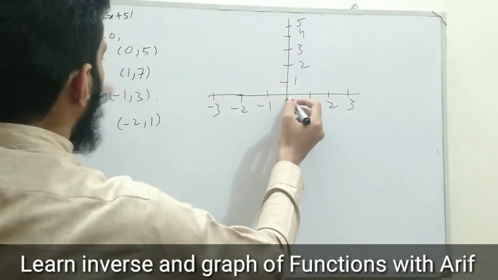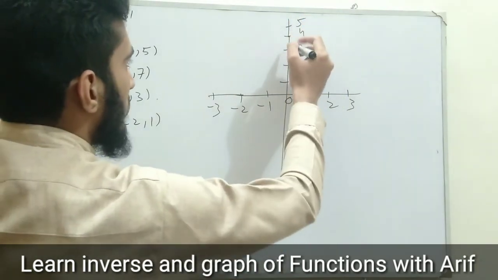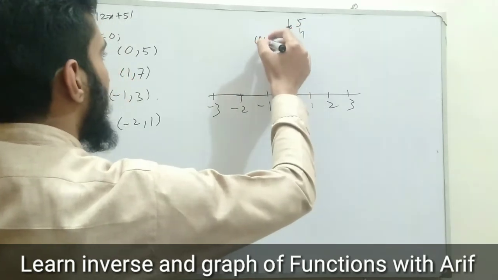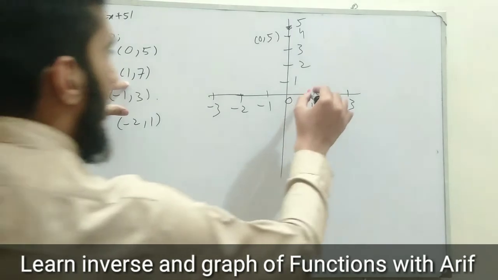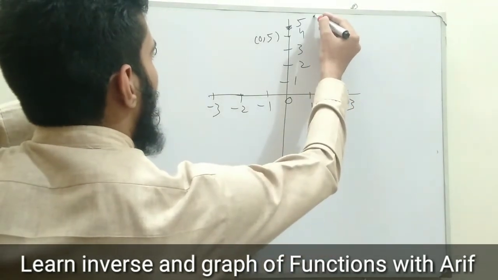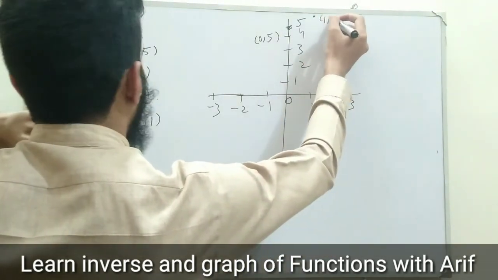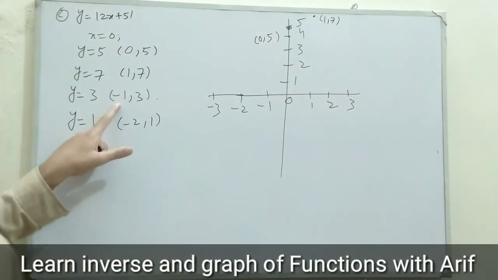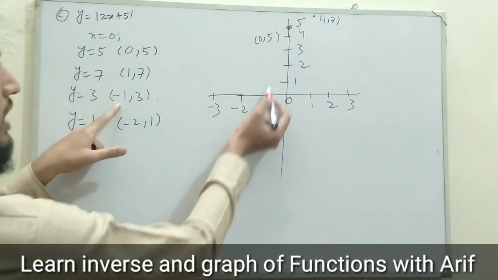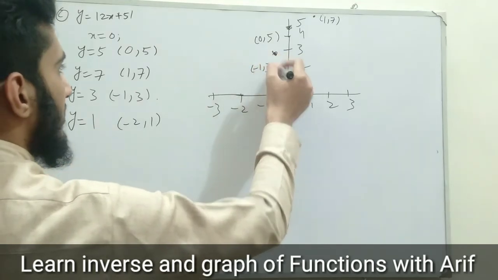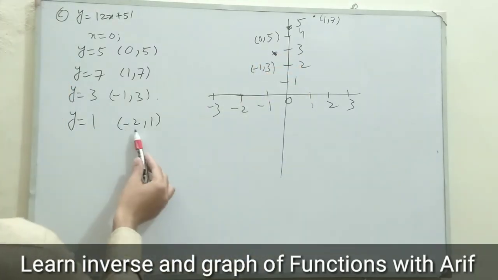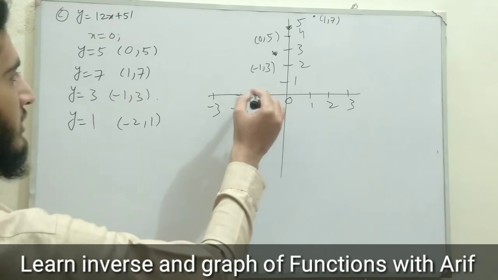So at x is equal to 0, we get the value of y is equal to 5. So let's suppose this is 0 and 5. When the value of x is 1, the value of y will be 7. Over here the point will be 1 and 7. When the value of x is minus 1, the value of y is equal to 3. So minus 1 and 3. When the value of x is minus 2, the value of y is equal to 1.